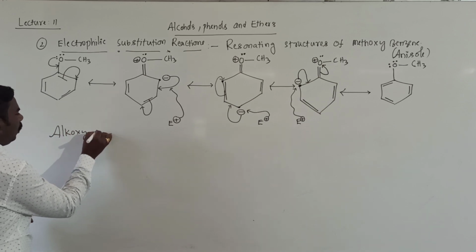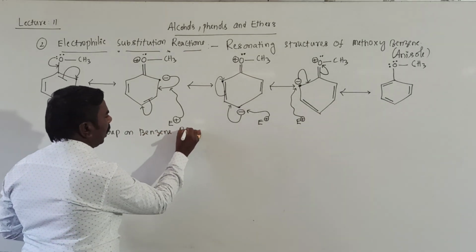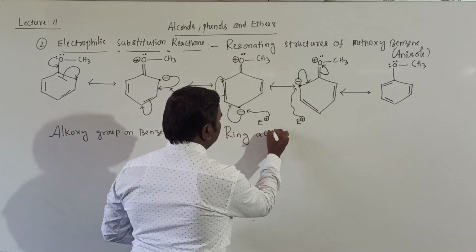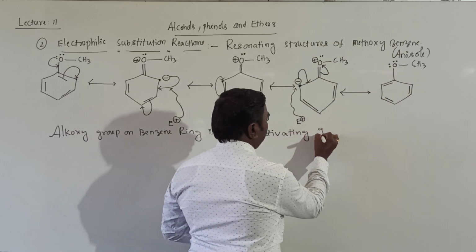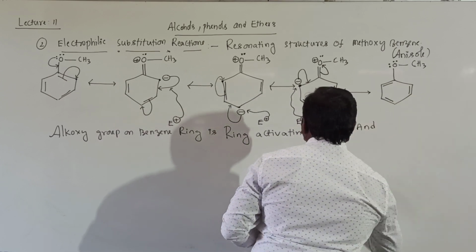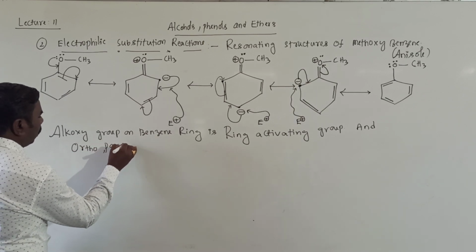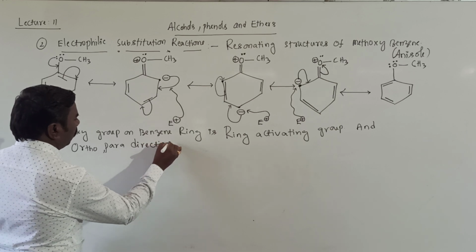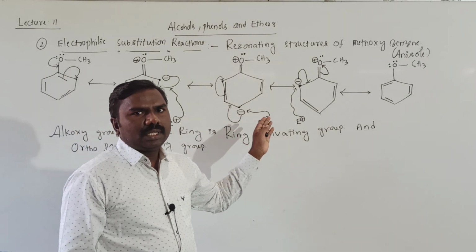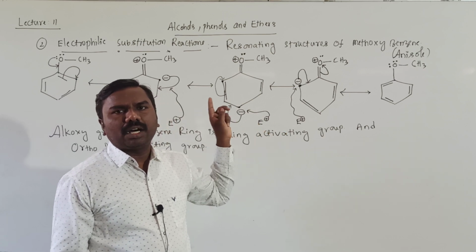An alkoxy group on a benzene ring is a ring activating group, and an ortho para directing group, because in the resonating structures there is an excess of electron density at the ortho and para positions, hence the electrophile will attack at the ortho and para positions.